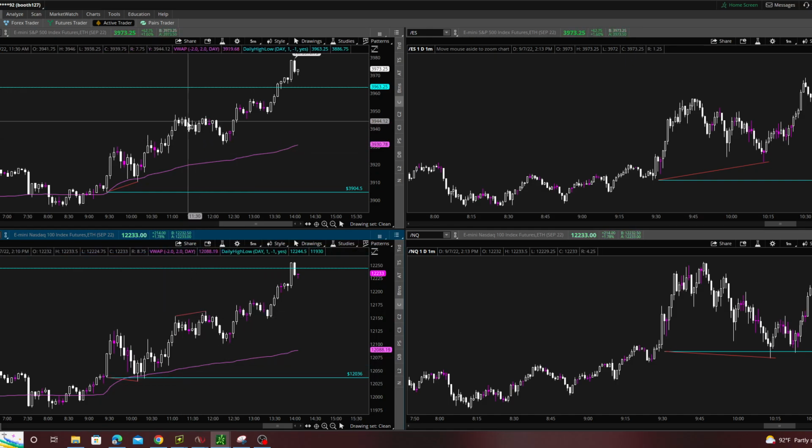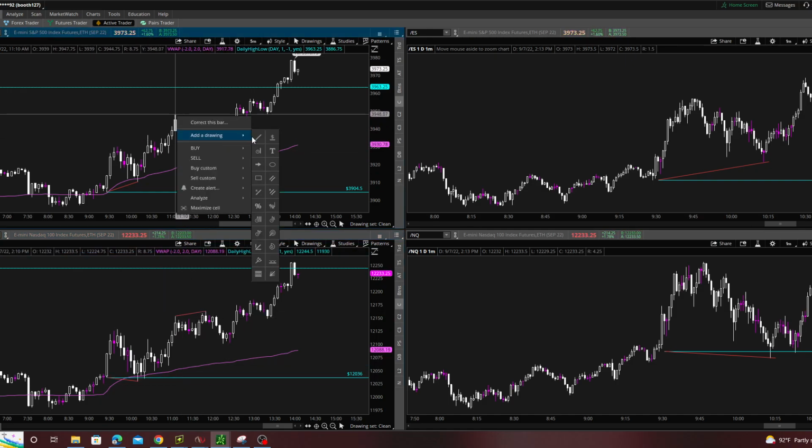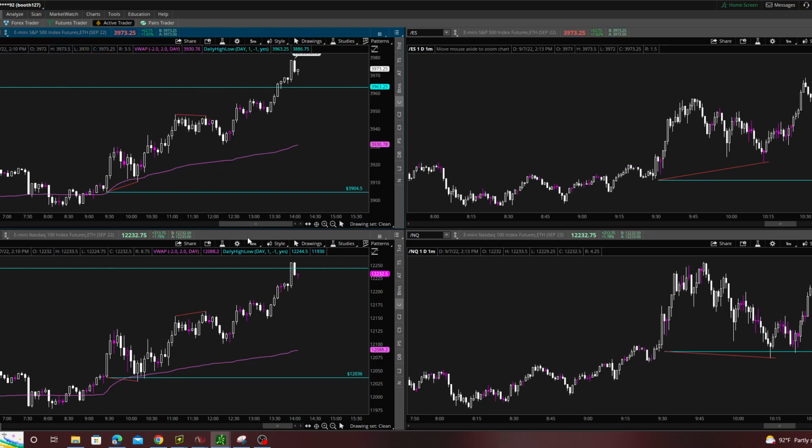At the same time, ES fails to break high of day. So right there, I'm thinking, okay, this is decent for a short scalp. And that's when I posted in the general chat, I'm going to get in some SPY lotto puts.